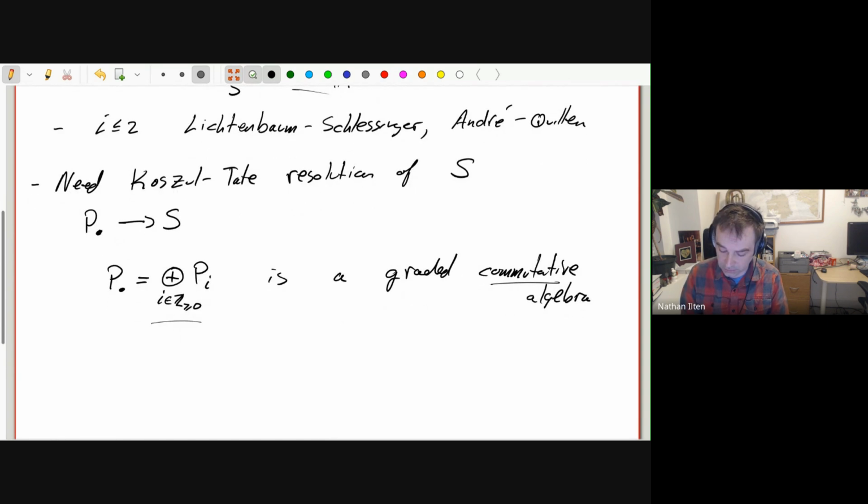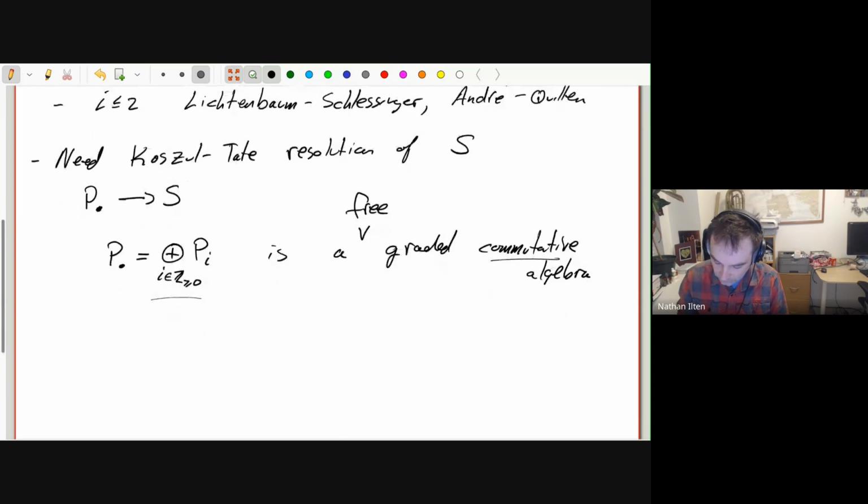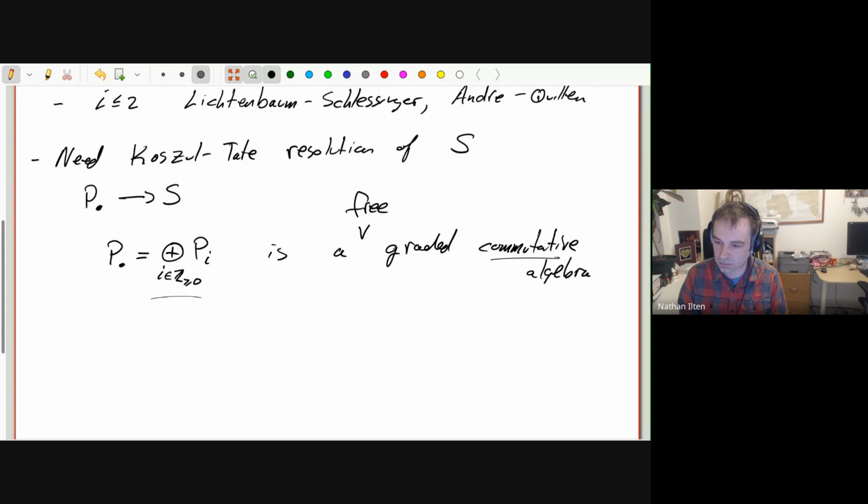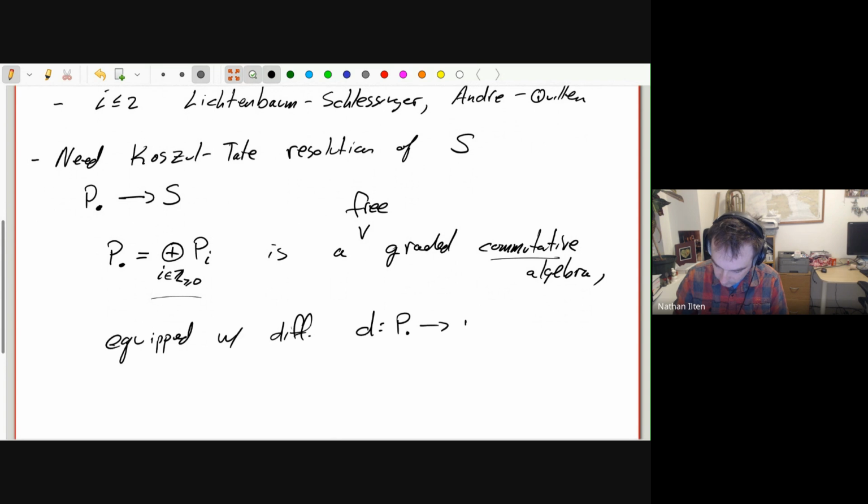And to be a Koszul-Tate resolution, I want a little bit more. I want it to be free. That means that the only relations that you have are the relations that are induced by these commutativity rules. And I also want it to be equipped with a differential d from P dot to P dot.